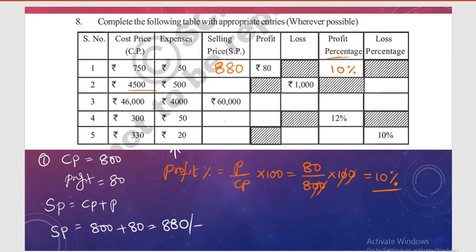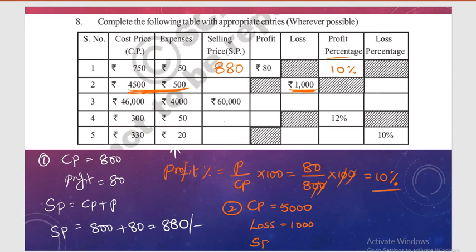Now for the next one, what is the cost price? 4500 plus 500, it is nothing but 5000. So here the loss is 1000, no? So directly we can say cost price is 5000, loss is 1000. That means what is the selling price? Let us see that. So question number 2, cost price is 4500 plus 500, which is nothing but 5000. Loss is given as 1000 rupees.